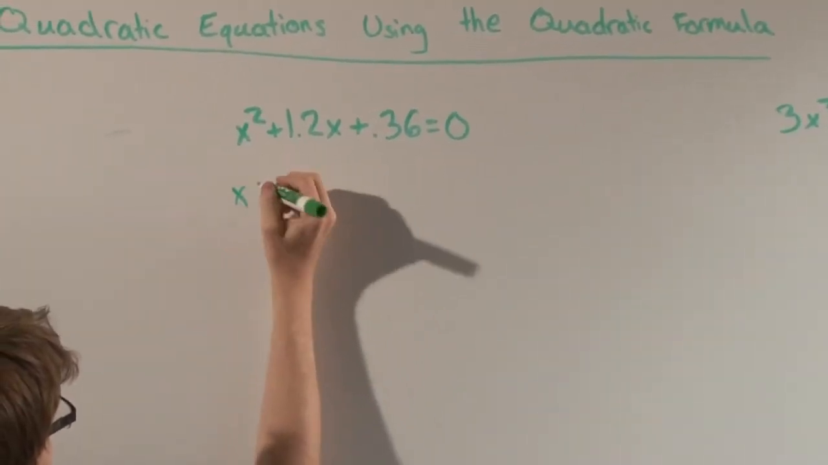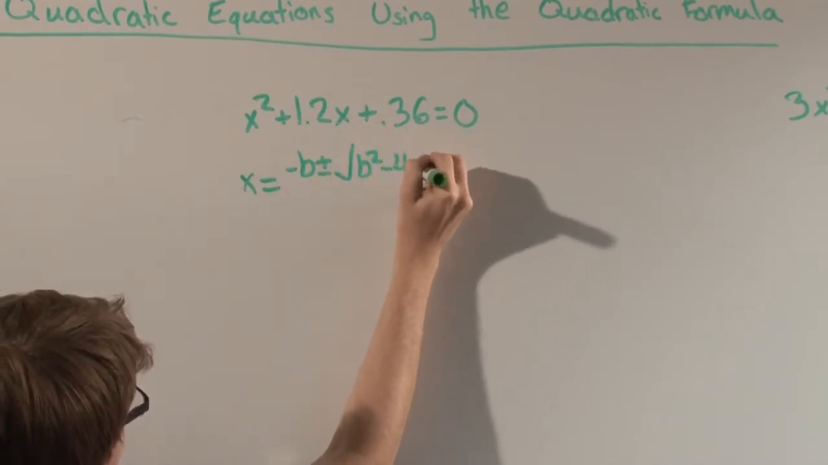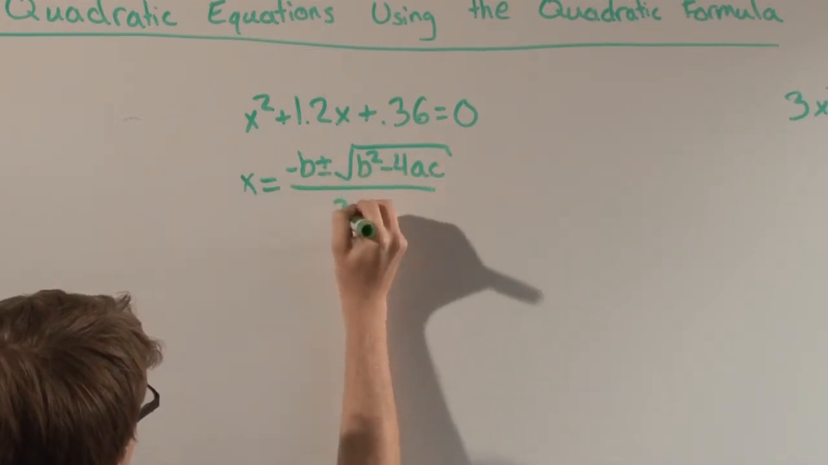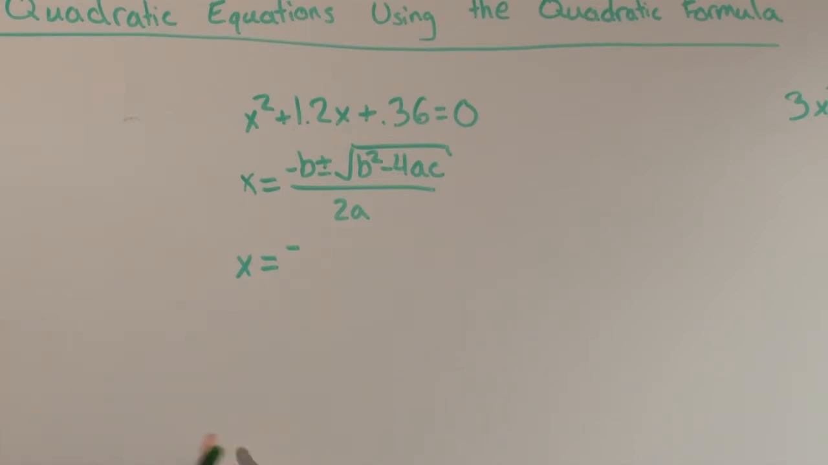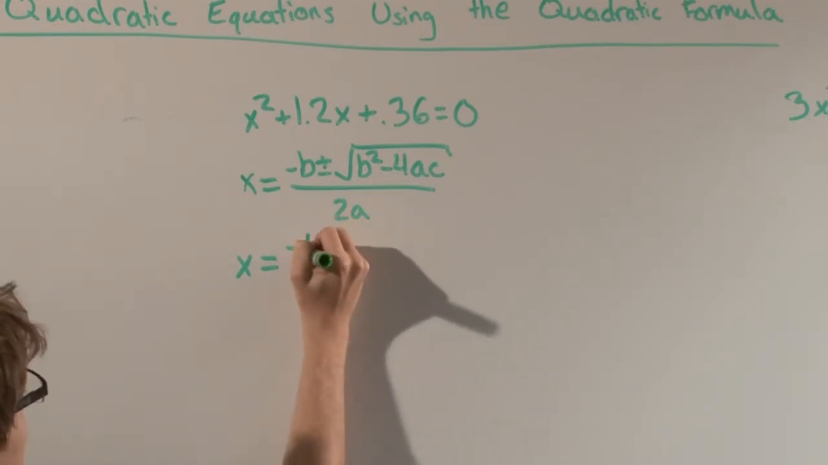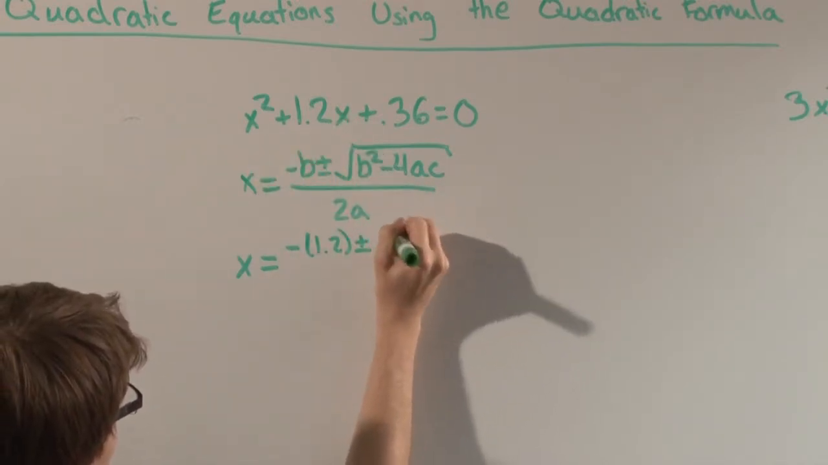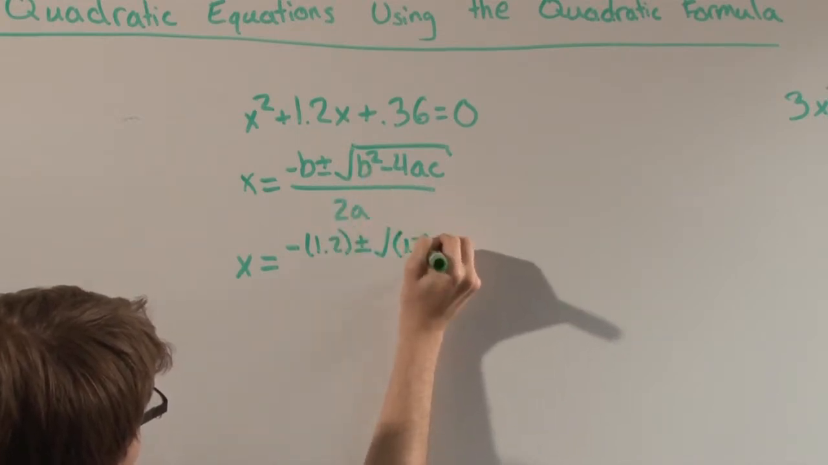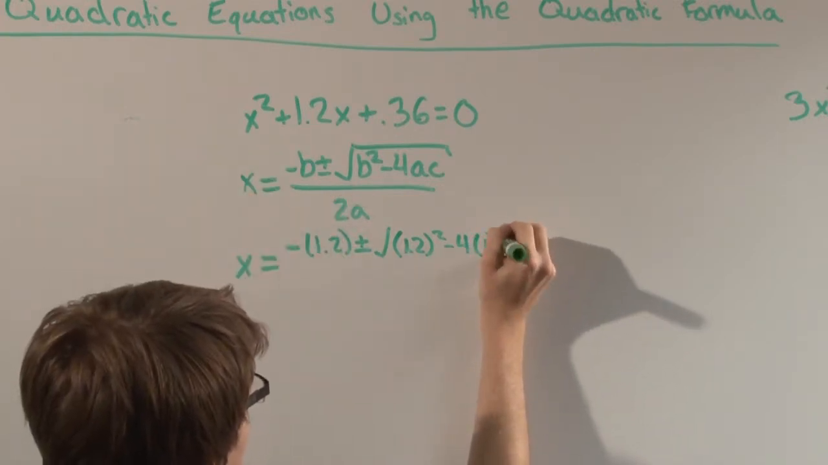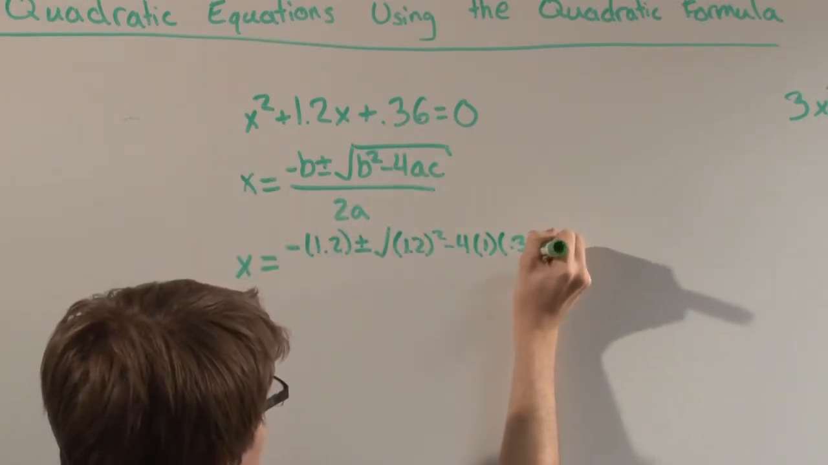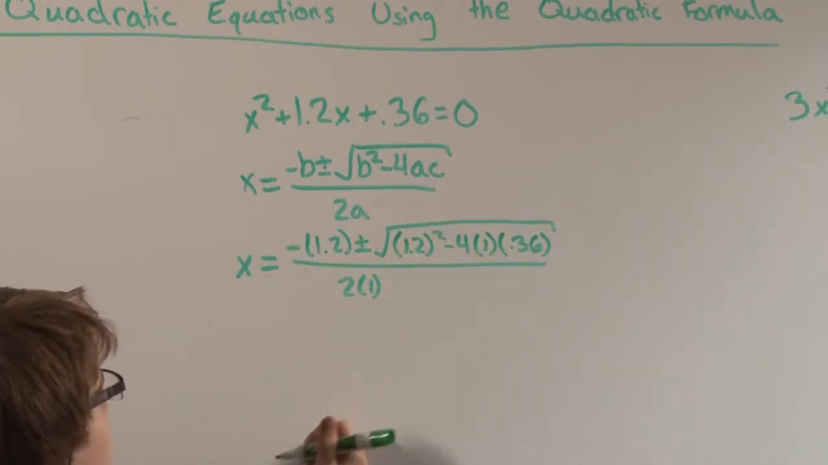Same deal. X equals negative b plus or minus the square root of b squared minus 4ac all over 2a. Right, so x equals negative... Ooh, this one has decimals, but don't worry, the quadratic formula will still work. 1.2 is what's in front of the x, plus or minus the square root of b again, 1.2 squared minus 4 times the thing in front of the x squared, which is 1, times c, which is 0.36, all over 2 times 1.